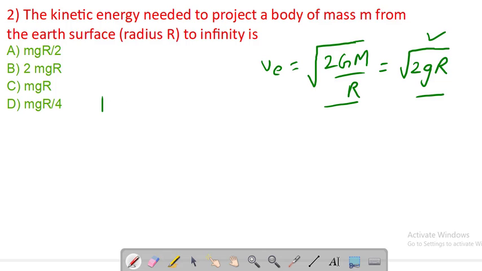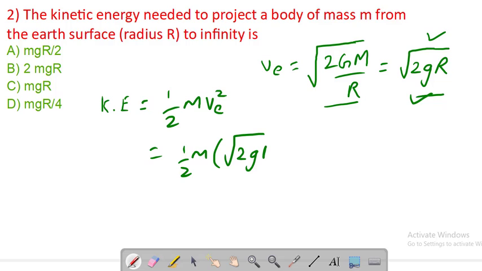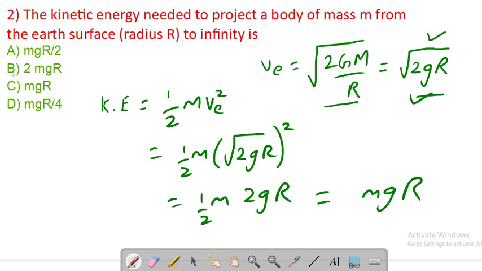The expression for kinetic energy is half m v square, but in our case we must supply a velocity equal to escape velocity, so v e square. This becomes half m, and we use this equation, so the square of under root 2gr whole square gives half m 2gr. The 2 gets cancelled out, so what we are left with is mgr. That is the answer. C is the option, this much kinetic energy.